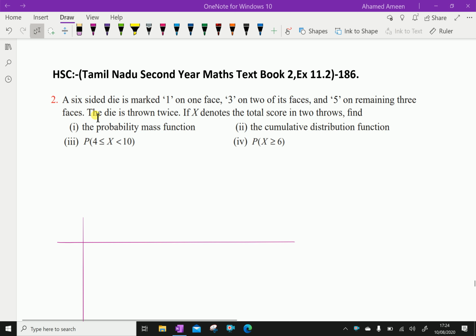A six-sided die is marked 1 on one face, 3 on two of its faces, and 5 on the remaining three faces. The die is thrown twice. If X denotes the total score in two throws, find the probability mass function, the cumulative distribution function, and P of 4 less than or equal to X less than 10, and P of X greater than or equal to 6.